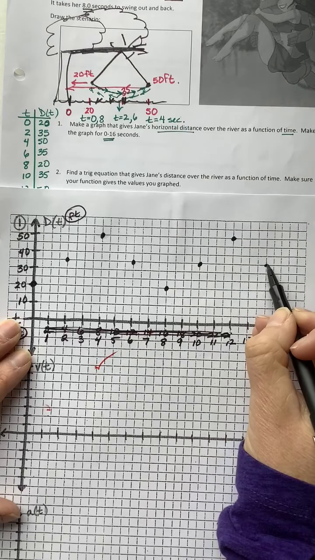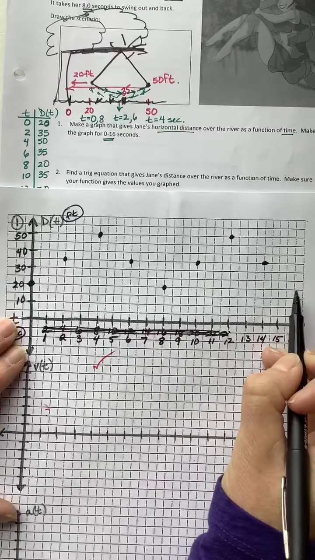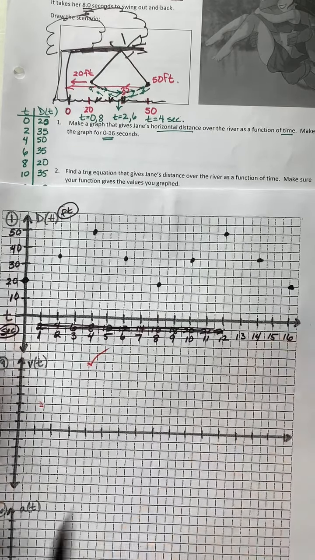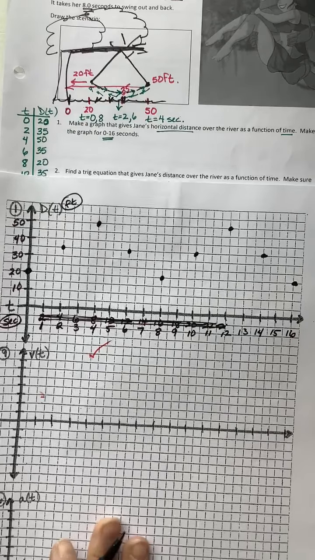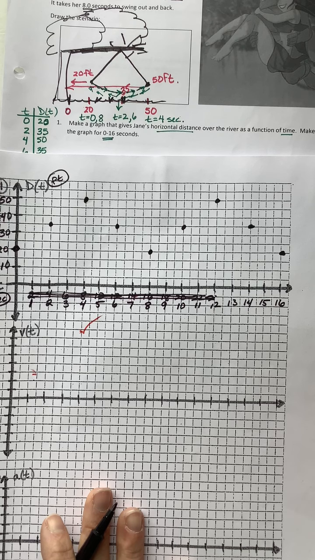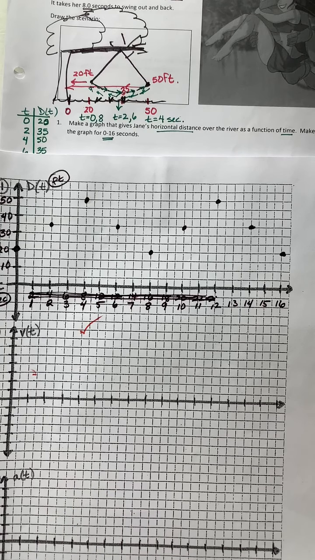Okay, I'm just double checking as I go. I'm sure I'll make a mistake, but trying not to. 16. Okay, so 2 periods of her swing. I think I did that right. All right, looks pretty good.